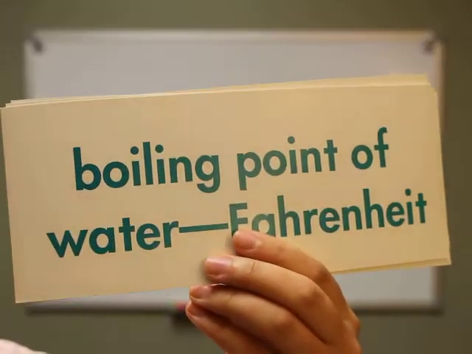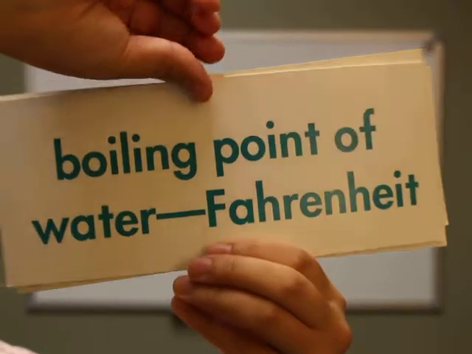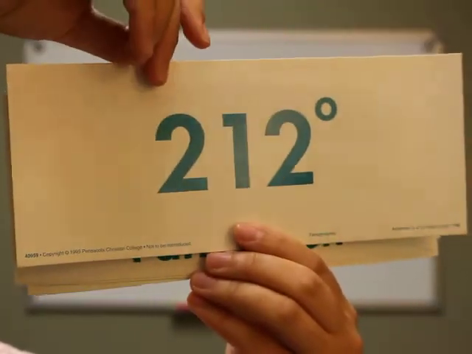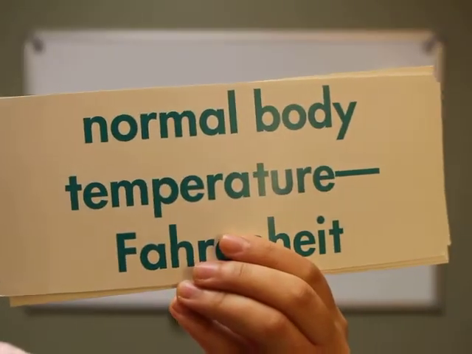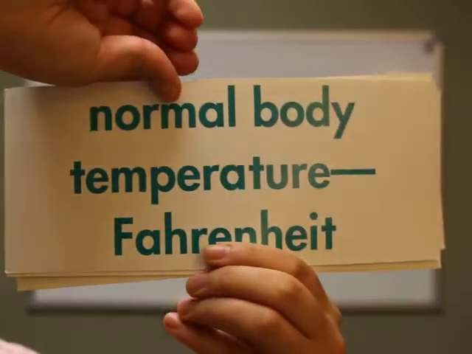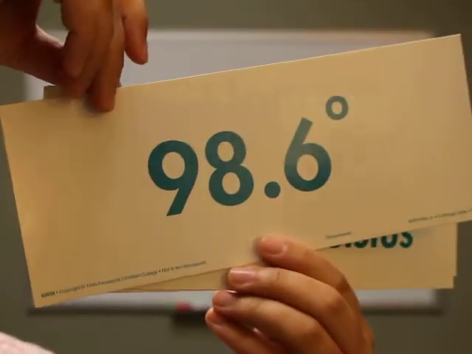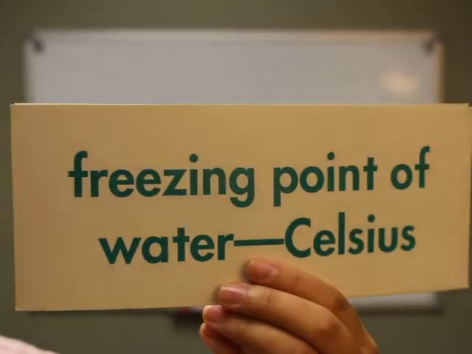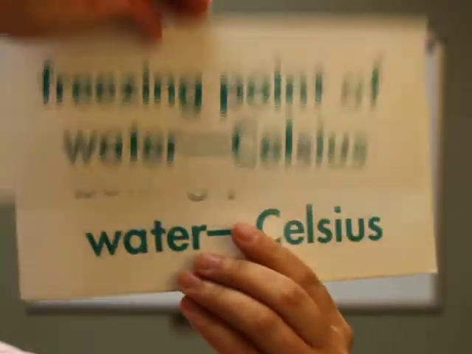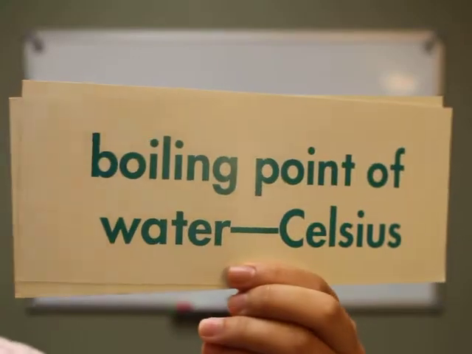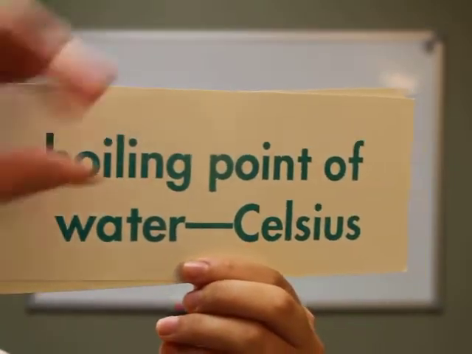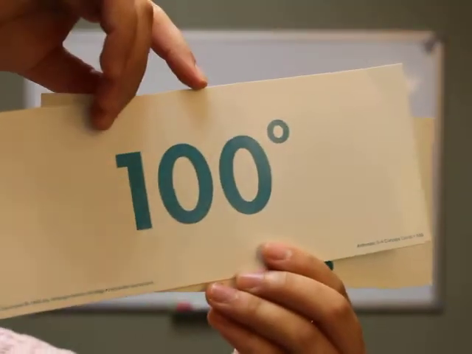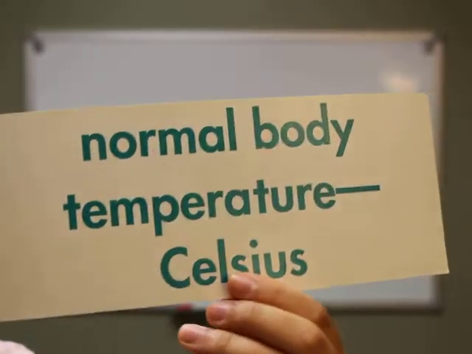What is the freezing point of water Fahrenheit? 32 degrees. What is the boiling point of water Fahrenheit? 212 degrees. What is the normal body temperature Fahrenheit? 98.6 degrees. What is the freezing point of water Celsius? 0 degrees. What is the boiling point of water Celsius? 100 degrees. And what is normal body temperature Celsius? 37 degrees.